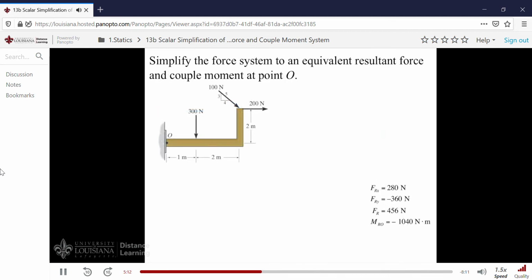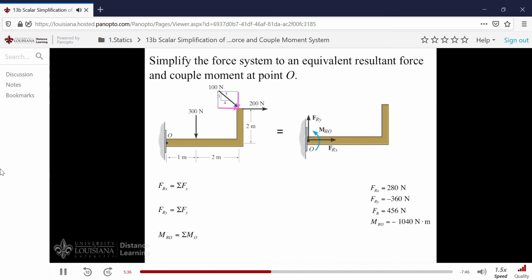All right, now let's solve this problem. Here we want to simplify this force system to an equivalent resultant force and couple moment acting at point O, right back here. So let's look at the member one more time with our resultants shown on it. To get our results, I'm going to take this force and I'll break it into its components, like this. Now we'll apply our equations and get our answers.